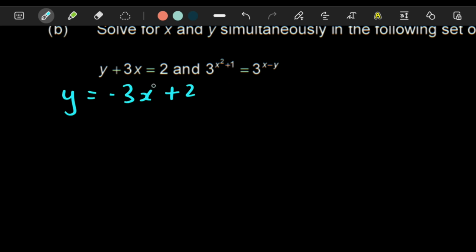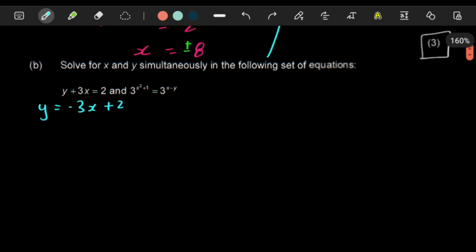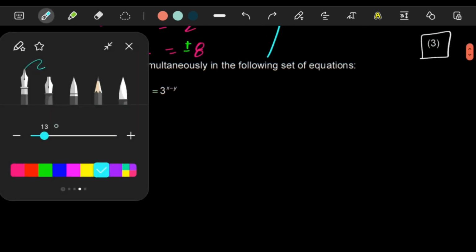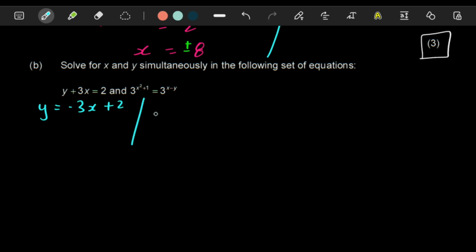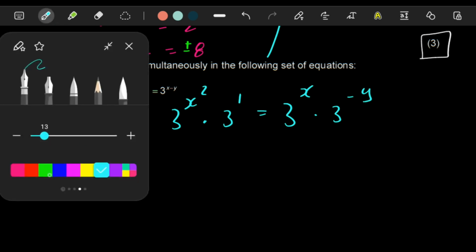Here you may want to make sure that the way I zoomed in so much, why are you zooming so much, huh? Why are you zooming so much? So here you're gonna have 3x squared and then 3 to the power of 1, and then this is 3x, and then this is like 3 negative 1.